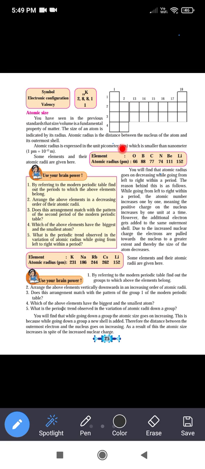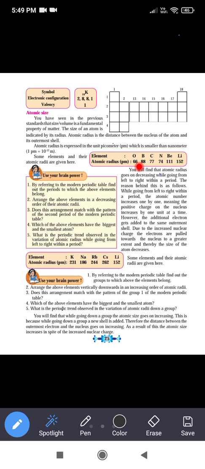Atomic radius is the distance between the nucleus of an atom and its outermost shell. Atomic radius is expressed in the unit picometer, which is smaller than a nanometer. 1 picometer is equal to 10 to the power minus 12 meter. Some elements and their atomic radii are given here.